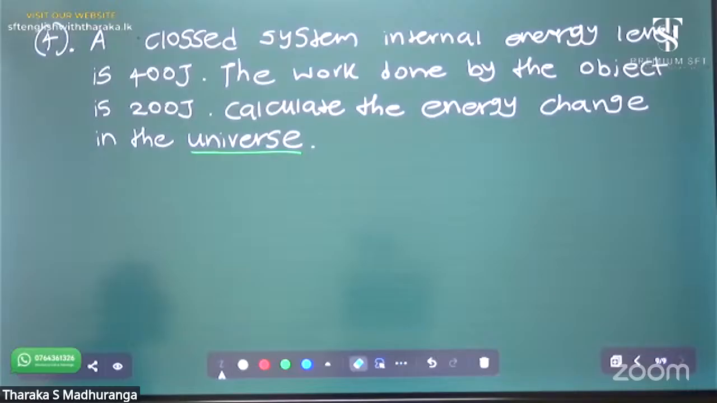What's the answer? Tanur, what's the answer?